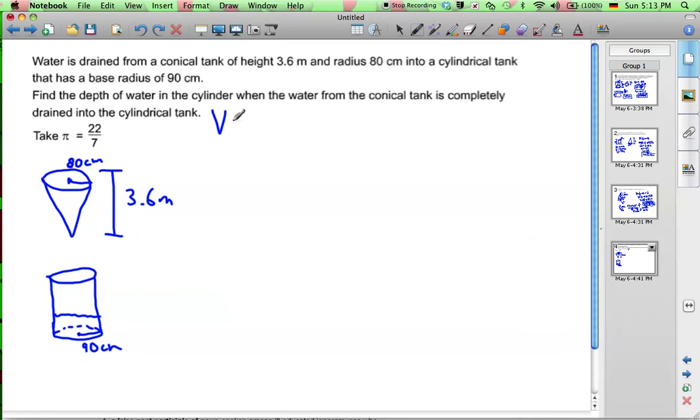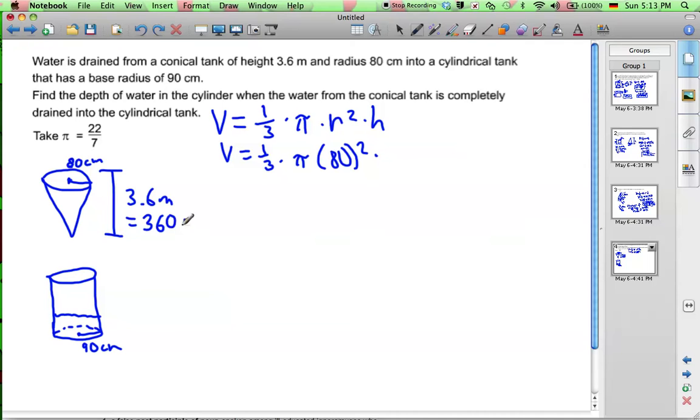We're going to use the formula for the volume of a cone, and that's 1/3 times pi times the radius squared times the height. So in this case, that's 1/3 times pi times 80 squared times, now the height, let's change that to centimeters so that all of our units are in centimeters. So multiply that by 360.